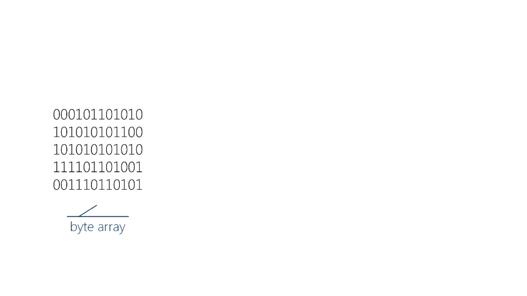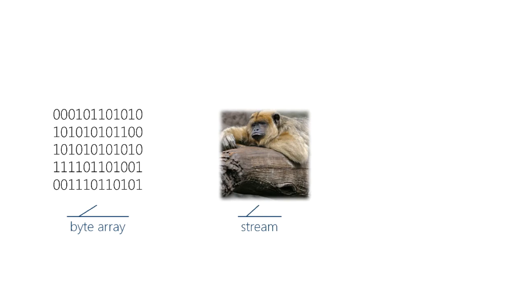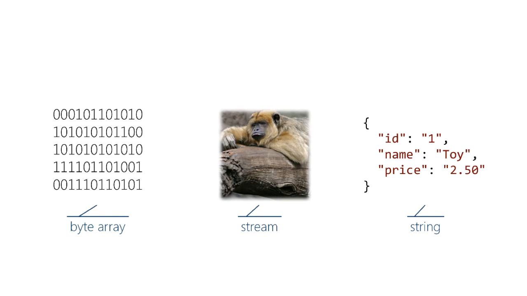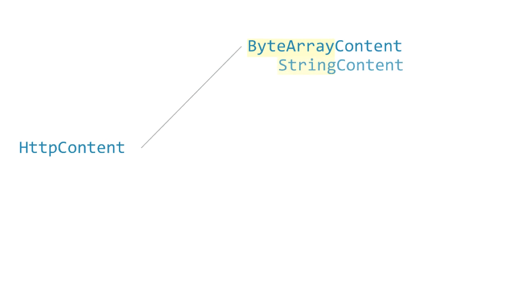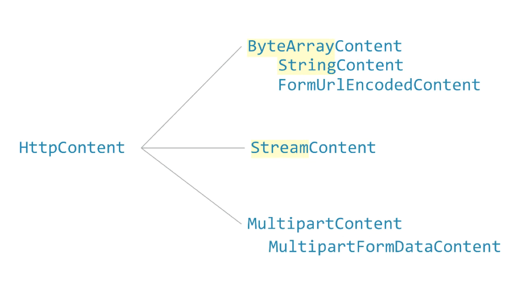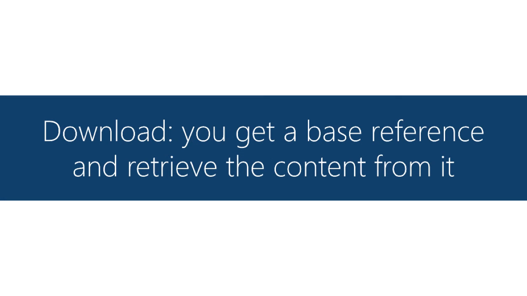There are three really common data types that you might want to transfer: byte array for binary data, stream for something like an image, and string for text, including the serialized form of objects that you might be transferring. To represent those different types of content, there's a little inheritance hierarchy in the standard library. That right there is the base class, HttpContent, and then there are derived classes for all the common data types. Those three right there are considered the most common. They're the easiest to work with, but there's a few others as well. We're going to look at both download and upload, starting with download first.